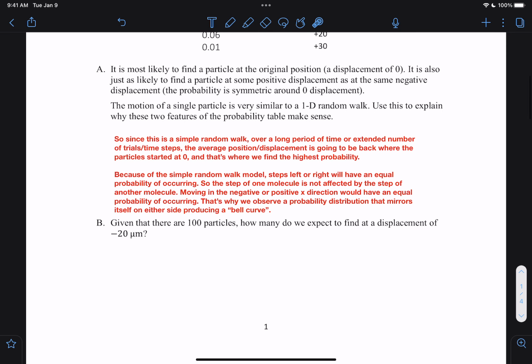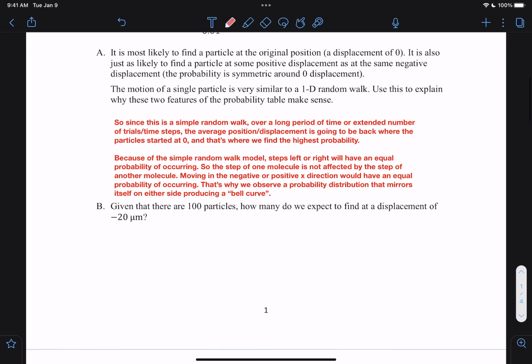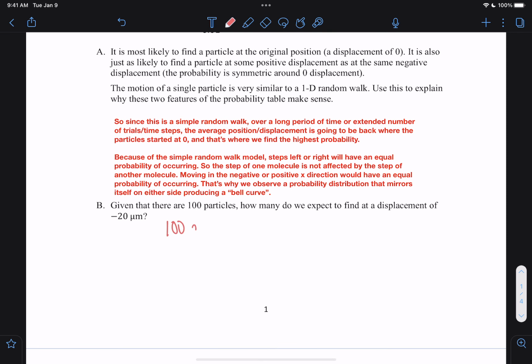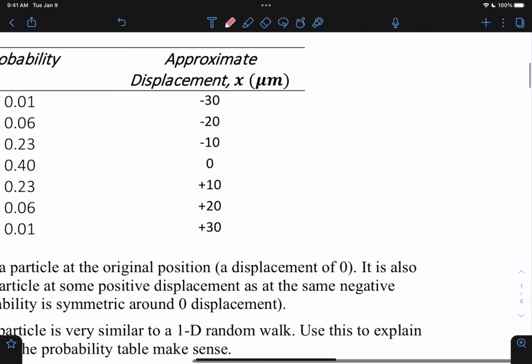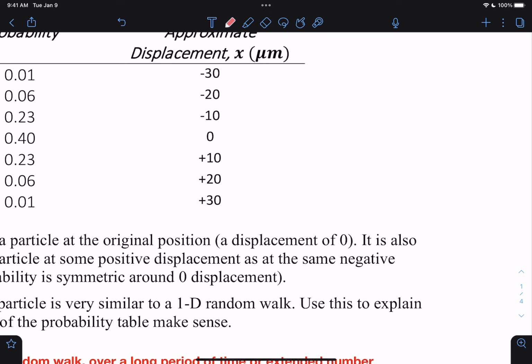But part B now, it says, given that there are 100 particles, how many do we expect to find at a displacement of negative 20 micrometers? So if we have 100 particles, and remember how this thing is set up, I'm going to give you a hint as to how this is set up here.